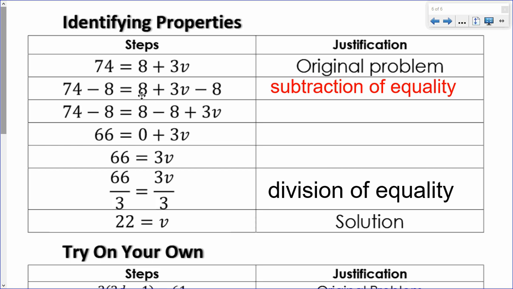Then we switched the 8s around a little bit. We changed the order here. So we moved the 3b and the negative 8 around. And that was our commutative property of addition. We were able to change the order.